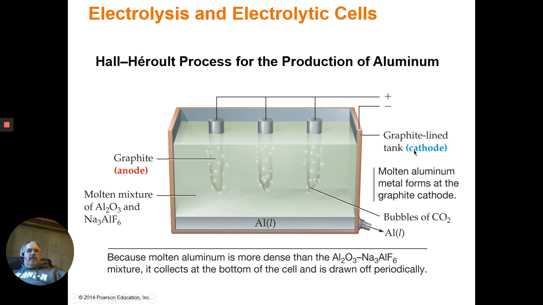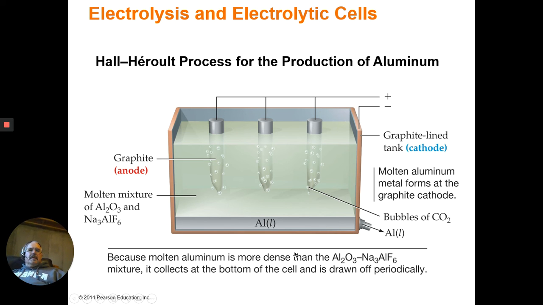The cathode consists of a graphite-lined tank, and then the anode is also graphite. So an electric current is passed through here, and molten aluminum is deposited down at the bottom. And the molten aluminum, being more dense, is then drawn out.